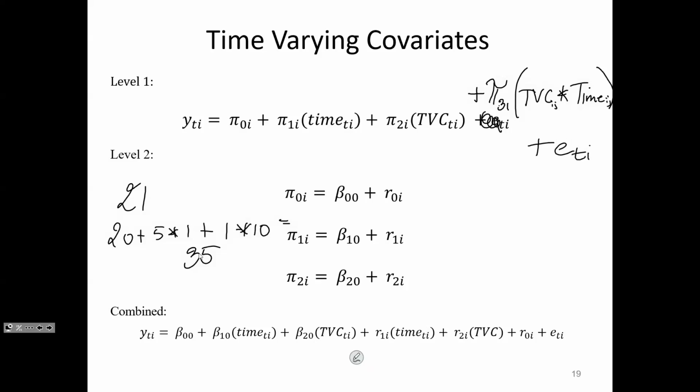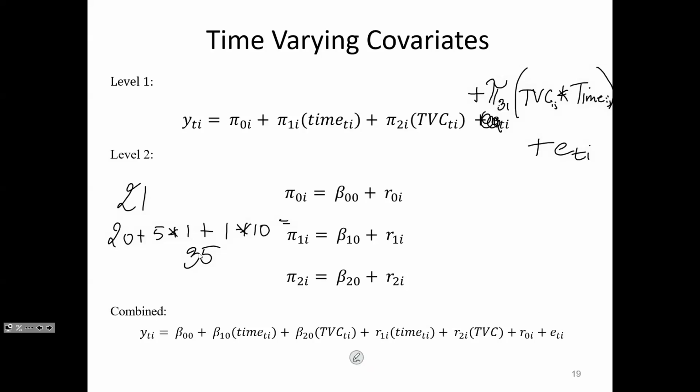So remember, I often have time centered at initial status. And so we've got time as 0, 1, 2, 3, 4. Fine, I think that's fine. But the time varying covariate does need to be centered, right? So let's go with the easier case where I've grand mean centered the time varying covariate, right? Now the multiplicative term is really giving me the interaction between time and the time varying covariate.